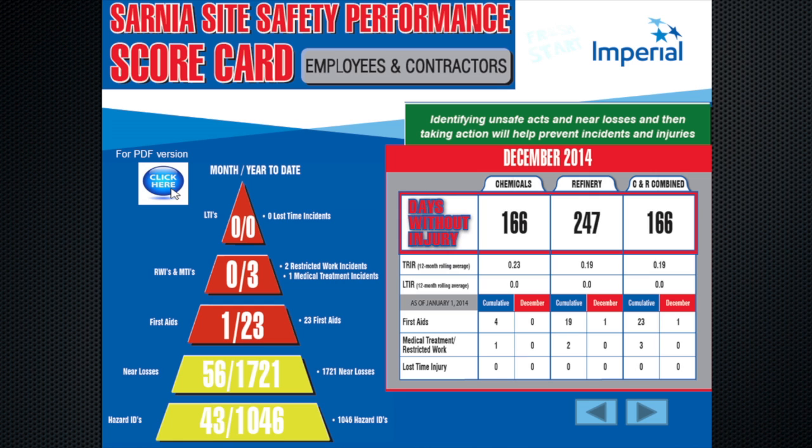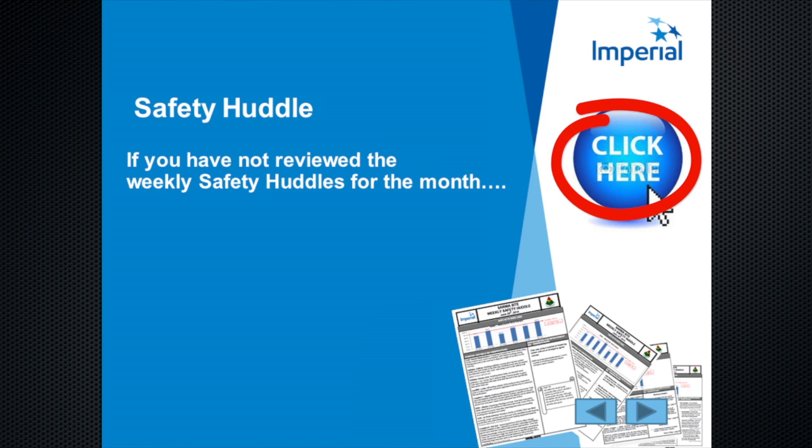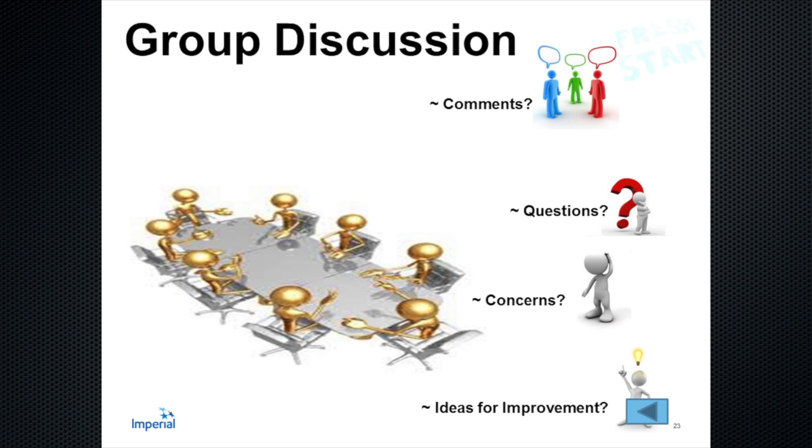This screen shows the most recent data from the Safety Performance Scorecard for employees and contractors. It contains a link to a PDF file of the scorecard in case you want to print copies for distribution. And here is another interactive link, this time for safety huddles. Clicking on the link takes you directly to a library of huddles organized by year. The final slide encourages group discussion, including any comments from the group, questions, current concerns, and suggestions for improvement.